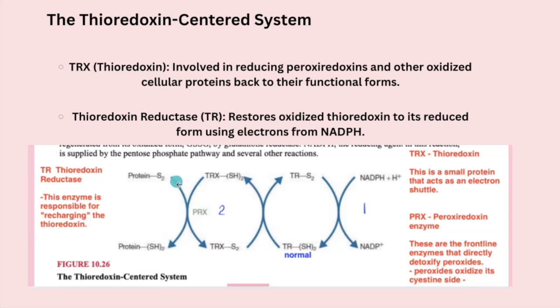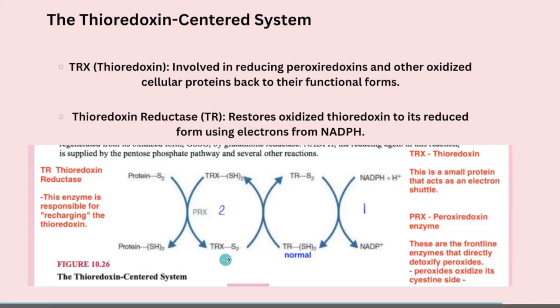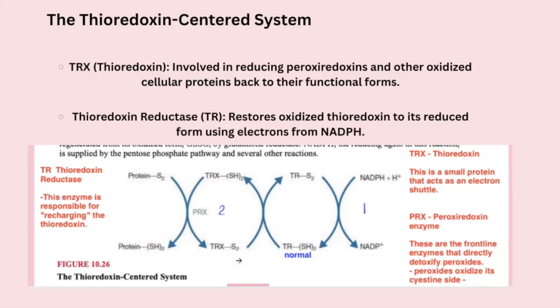How? We used thioredoxin. Point at the arrow next to it, TRX SH2. Follow the arrow, it became S alone. It doesn't have an H. This is what reduction is. It gave its hydrogen to the protein to make it normal again, to make it into SH, the normal form. Okay?